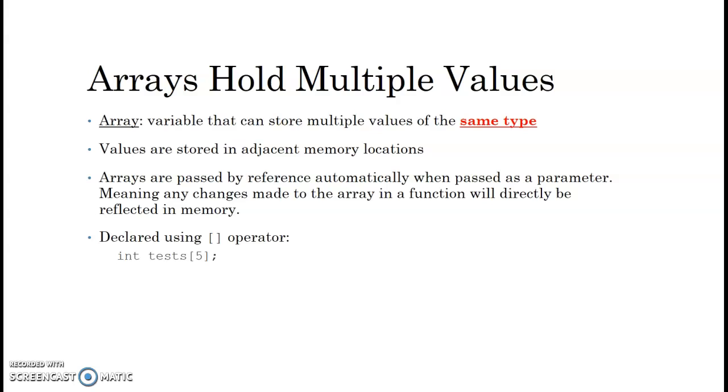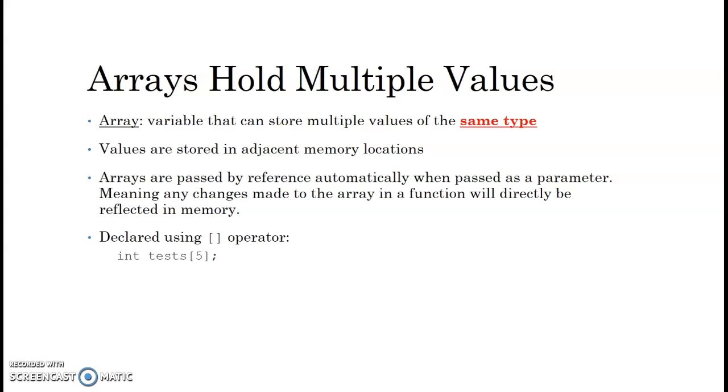Unlike when we declare variables, they're sort of scattered throughout memory, but when we declare an array, those locations within the array are all adjacent to each other. Arrays are passed by reference automatically when passed as a parameter, meaning any changes made to the array in a function will directly be reflected within the array in memory, and we'll revisit that later on.